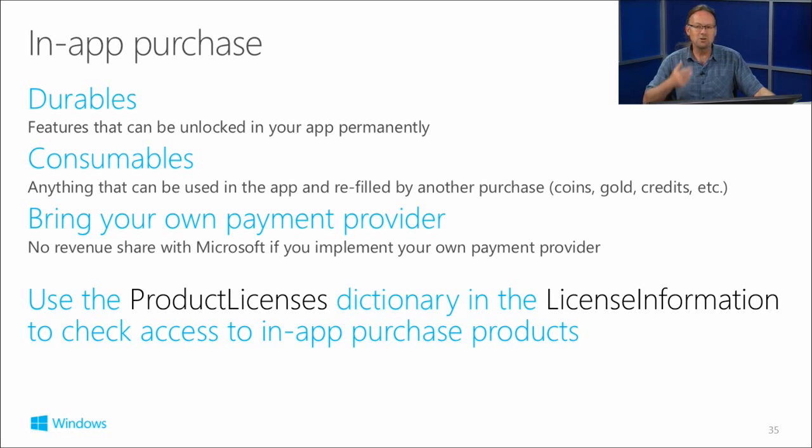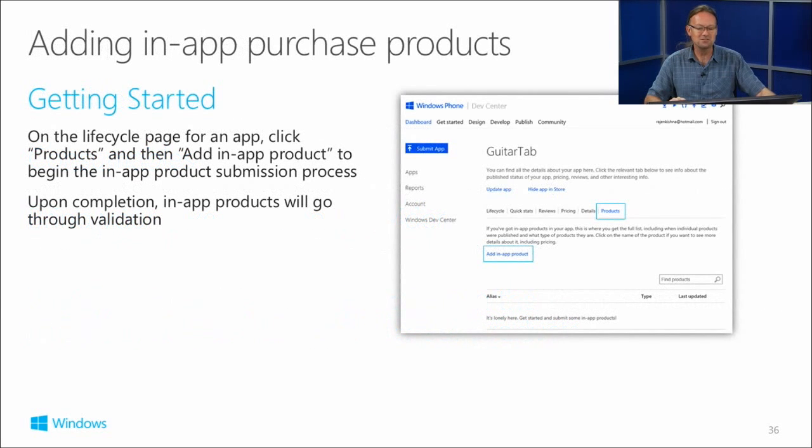A durable is something that once they've purchased it, they own forever, like additional levels in a game. And consumables are kind of tokens that they use up over time. So they purchase 100 tokens, and as they use a feature, they spend a token. And when they're gone, they have to purchase more of them. There's this ProductLicenses dictionary in the license information object, which you use to check access to in-app purchases.